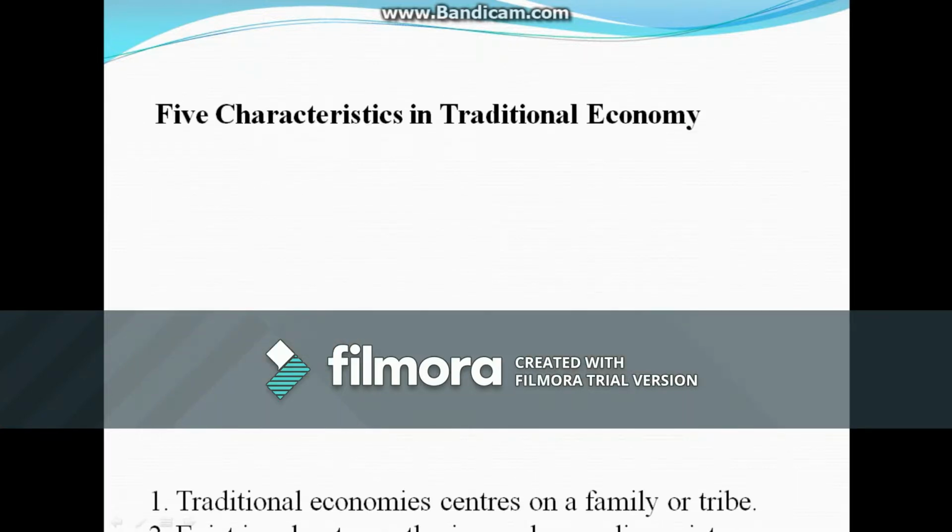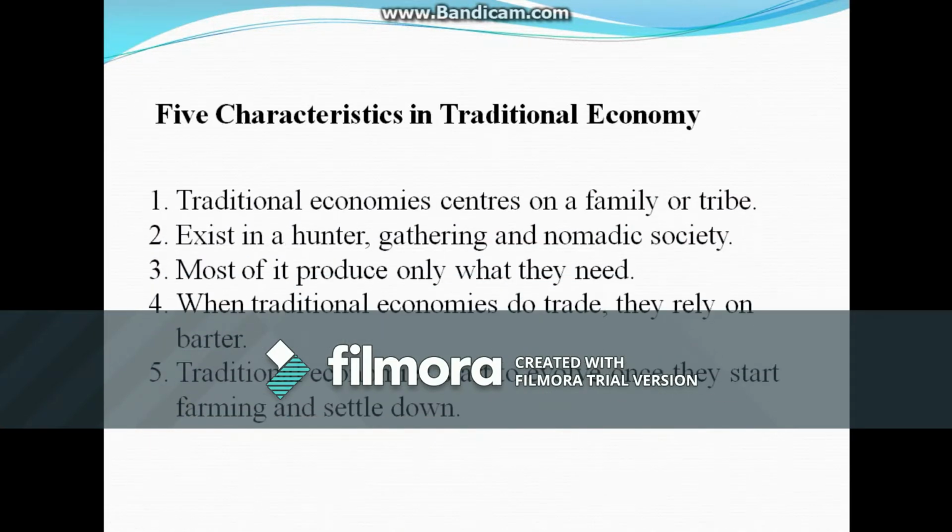There are five characteristics of a traditional economy. First, traditional economies center on a family or tribe. They use traditions gained from the elders' experiences to guide day-to-day life and economic decisions.